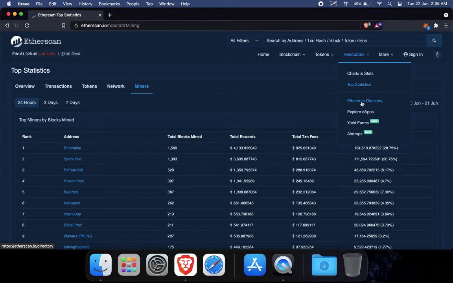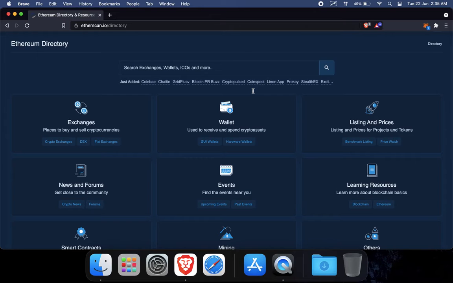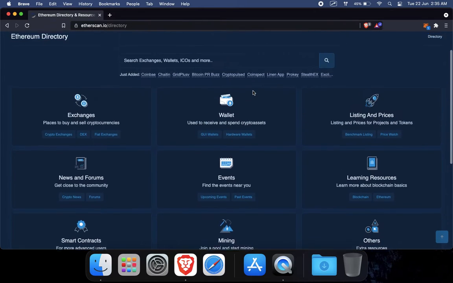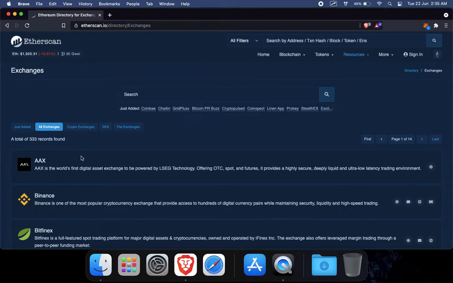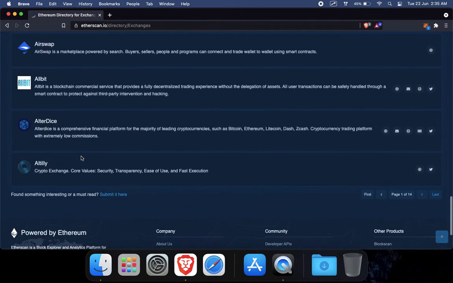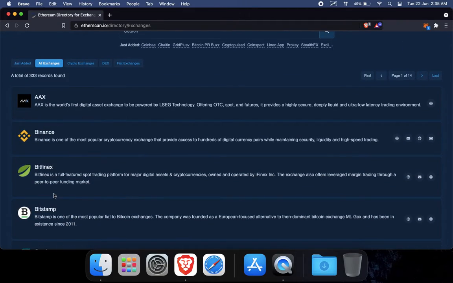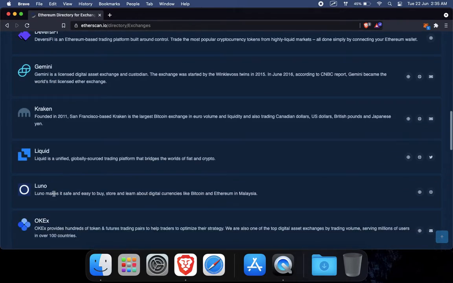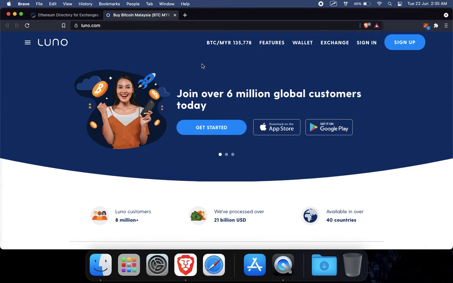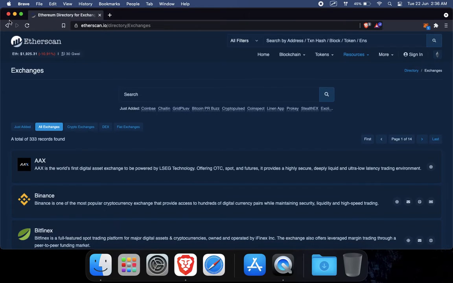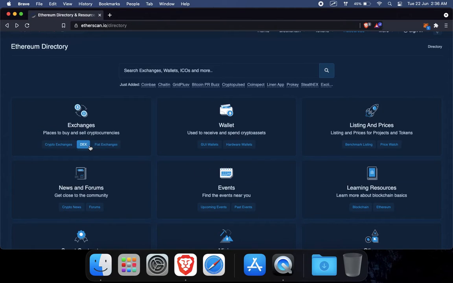What other resources do we have? Ethereum directory. Okay, what's that? So this lists out, right? For example, you're looking for an exchange. Click on exchange, and it lists out a variety of exchanges that you can choose from, right? I use Binance. I use Liquid. I use Luno, right? Luno is the first cryptocurrency exchange to get licensed and regulated in Malaysia. Right? Good. So that's good for people to, I guess, look for good exchanges.